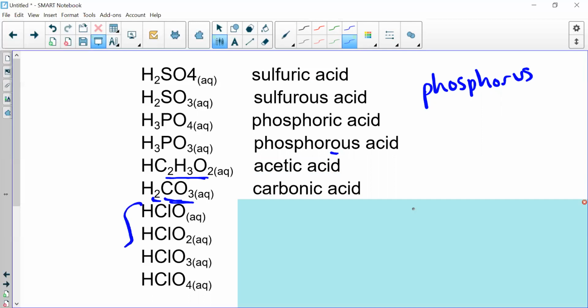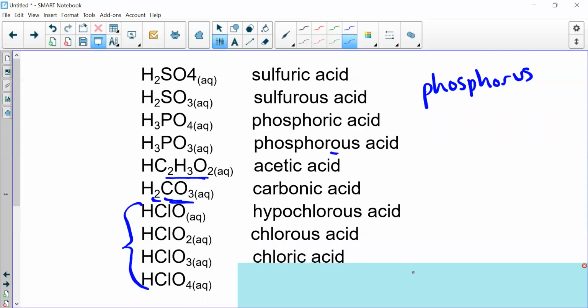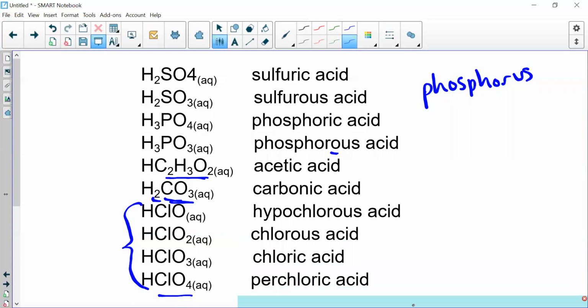And the last ones I'll go through are this group of ClOs. You'll see those on your polyatomic ions list. This is hypochlorite, chlorite, chlorate, and perchlorate. Well, that's what the polyatomic ion is without the hydrogen. So remember, ate-ic, ite-ous. Hypochlorite is going to be hypochlorous acid. Chlorite is going to be chlorous acid. Remember, ite-ous. Chlorate is going to be chloric acid, and perchlorate is going to be perchloric acid. And this one was one of our strong acids. Okay. So that's how we name these.